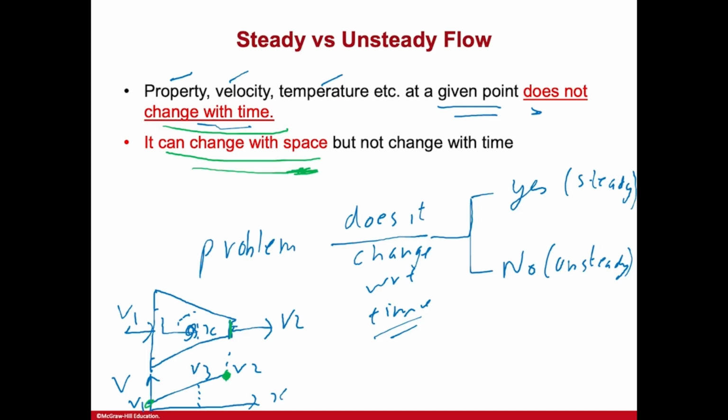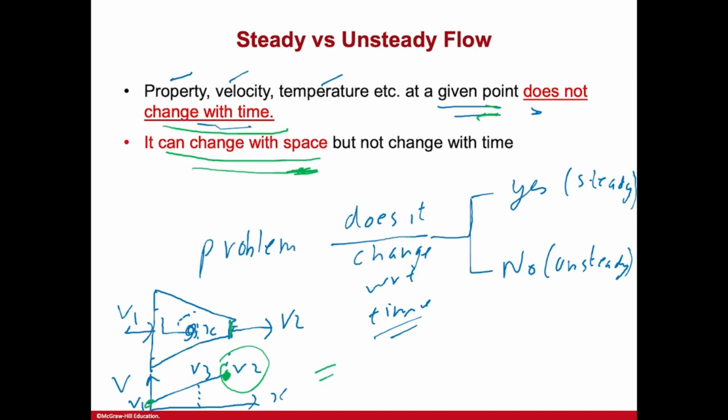So at a given point, this velocity is not changing with time, right? It's going to stay constant. The only thing that is changing is that the velocity is actually changing with space, right? So it's not changing with respect to time. So this is a steady problem.